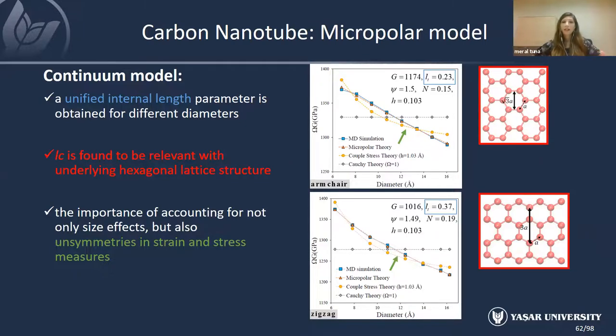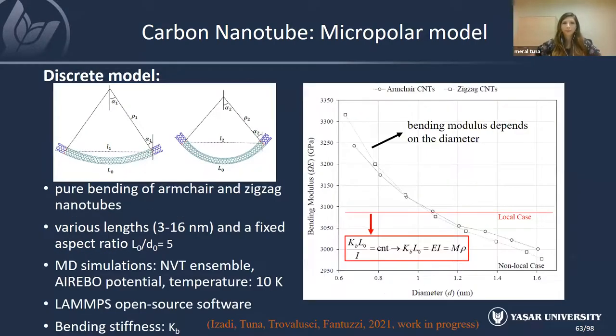And last but not least, we see the importance of accounting for not only size effects, but also asymmetries in strain and stress measures. As you can see here, couple stress theory, which also incorporates size effects, has acceptable results, but not as good as the micropolar model. So the importance of relative rotations is once again emphasized. Of course, we investigated the pure bending problem as well. Again, I'm not going to give any detail about it, but similar outcomes are expected and obtained. If anyone is interested, they can contact Dr. Izadi or other collaborators of this work.